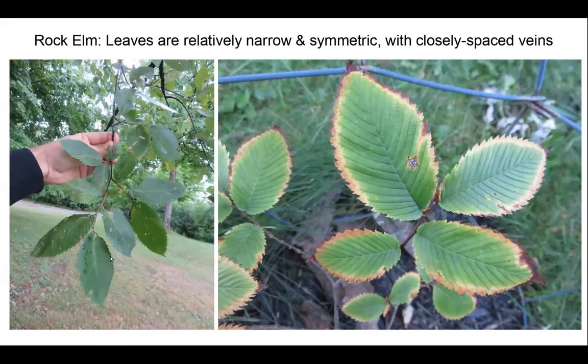Again, narrow leaves on an open branch on a tree with closely spaced veins. Another autumn color thing, which I find interesting, is often the leaves turn yellow at the edge first. See how it's yellow at the edge on all these leaves? That can look rather attractive, at least to me, from a distance as the fall season just begins. Again, I find rock elm, if you like rugged trees, which I do, like pitch pine and bur oak as well, very attractive in some ornamental ways.